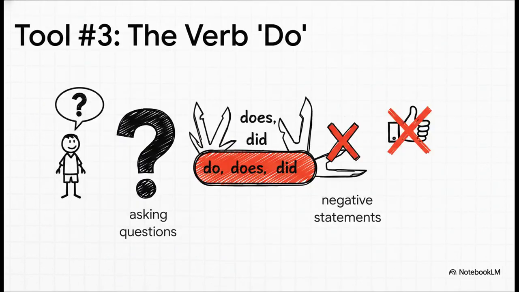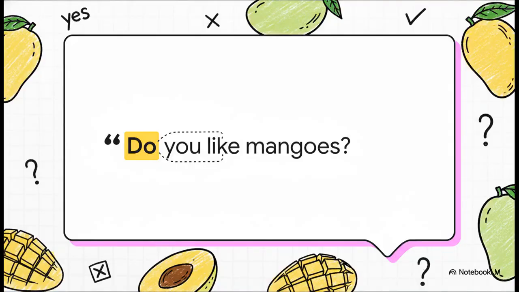And the last tool in our primary kit is do, along with does and did. This one is your absolute go-to for two really crucial jobs, asking questions and making sentences negative. It's incredibly useful, you'll see. So for example, whenever you want to ask a simple yes or no question, you almost always start with do. Do you like mangoes? It's just a simple, direct way to get the information you need.